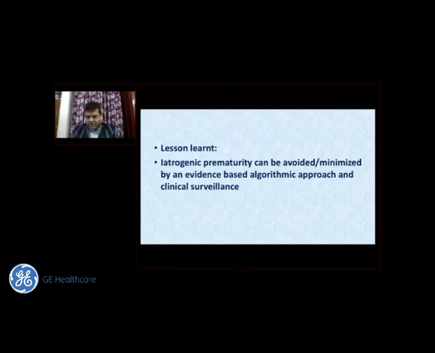So I think Dr. Chander, do you have any word to add to this? No, it's essentially very appropriate to deliver, because although the final word on CPR and its accuracy is not out yet, till that word is out, we would rely on the fact that the CPR is falling and the fetal weight is less, and the fetus is already mature, so there's no sense, as Pooja said, to continue with the pregnancy. And then the clinicians remain on tenterhooks. So this is the iatrogenic prematurity which can be avoided by an evidence-based algorithmic approach and clinical surveillance.